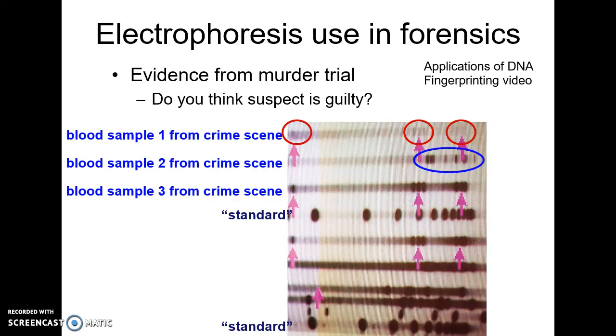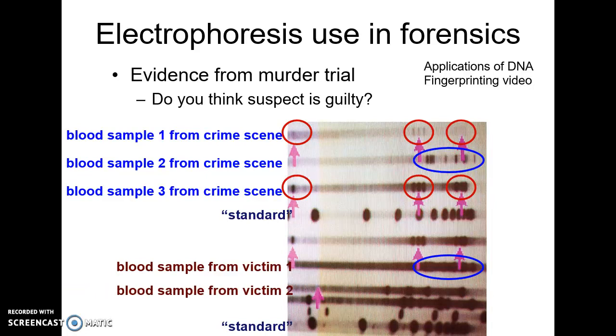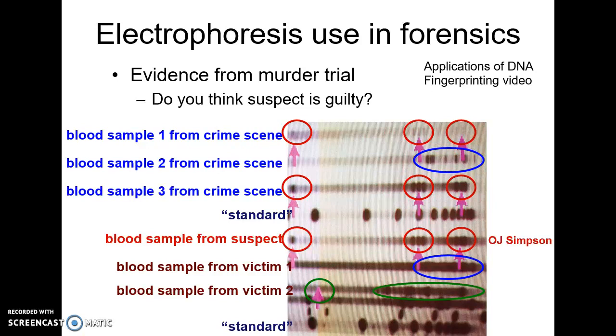Just some examples of comparing some blood samples and how it works. I'm circling the pairs as we go through. Blood sample from the victim. There are 2 there. Blood sample from victim 2. There are 2 there. Alright. And the blood sample from the suspect. And we figure out that O.J. Simpson is the one that did it. Alright. And Brown. Is he?